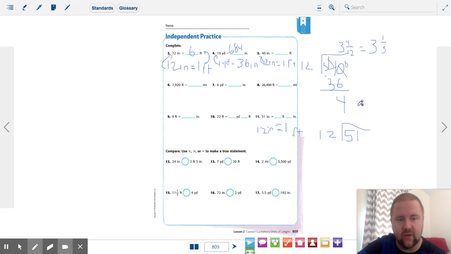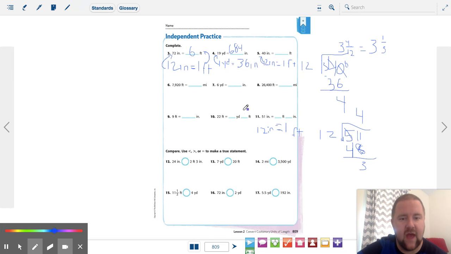Okay, 12 goes into 51 4 times. That gives me 48. All right, and then I subtract. Ooh, that's an ugly looking 8. Sorry. Okay, 5 becomes a 4. 1 becomes an 11. 11 minus 8 is 3. If we have 2 lines here, our whole number is the first answer, which would be 4 feet, and then our remainder would be how many inches is left over.